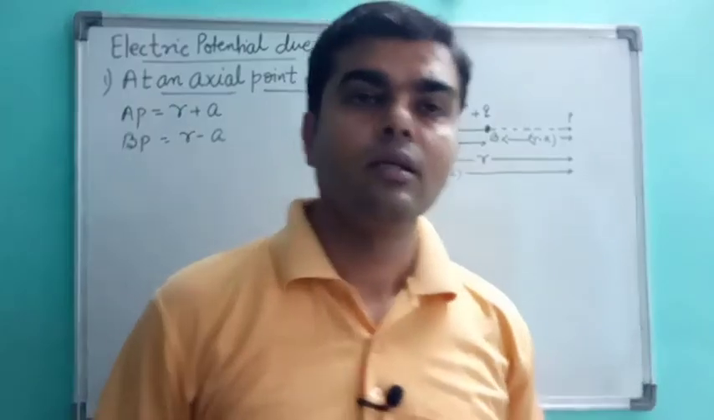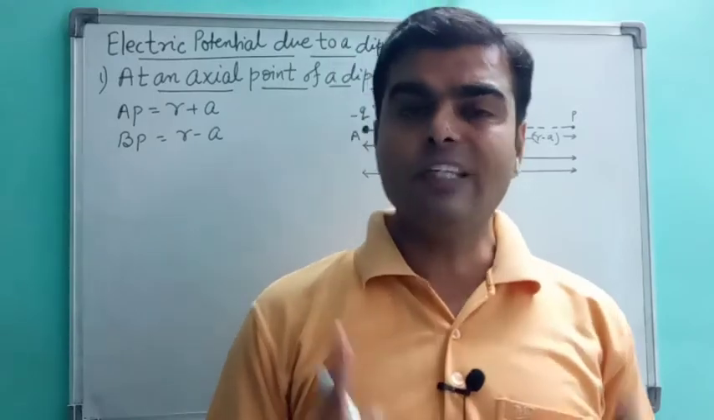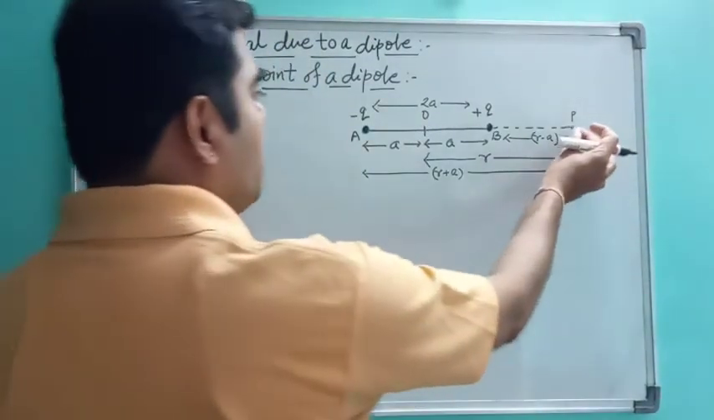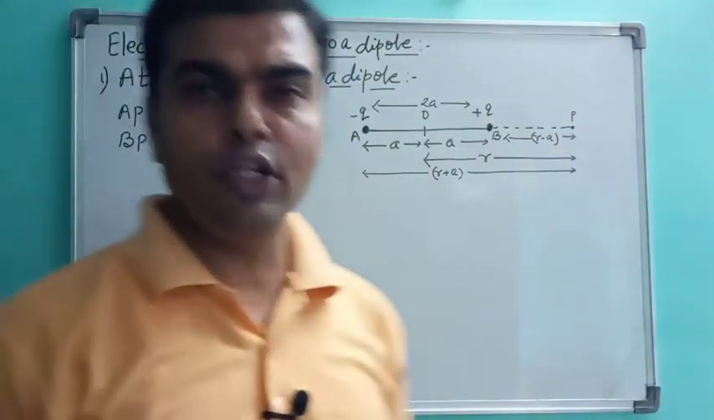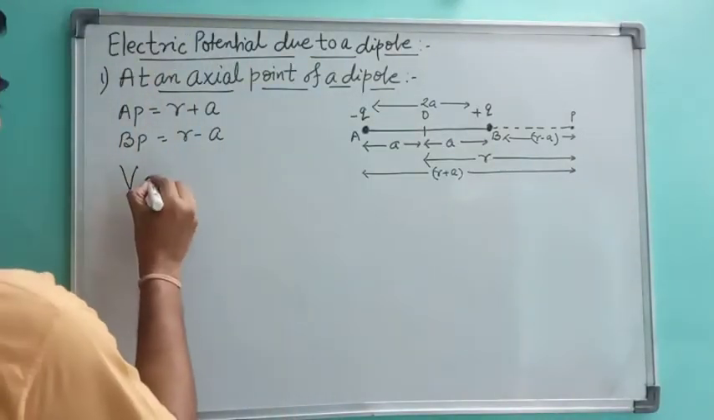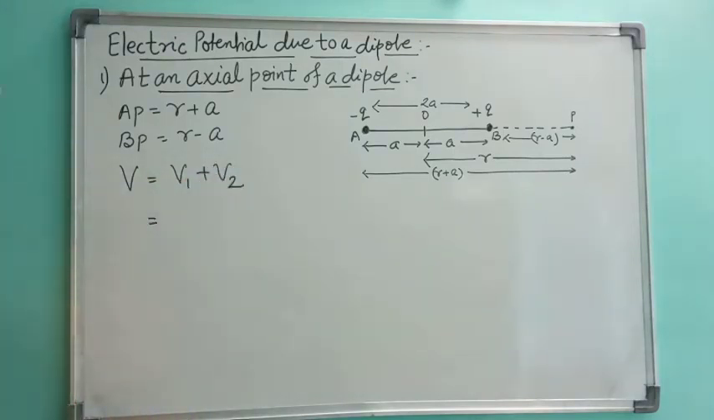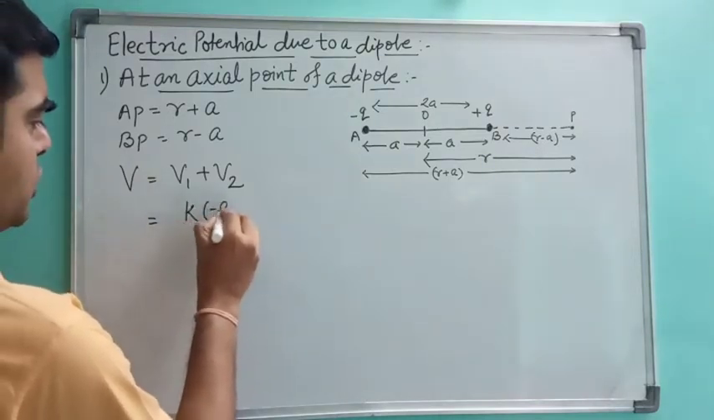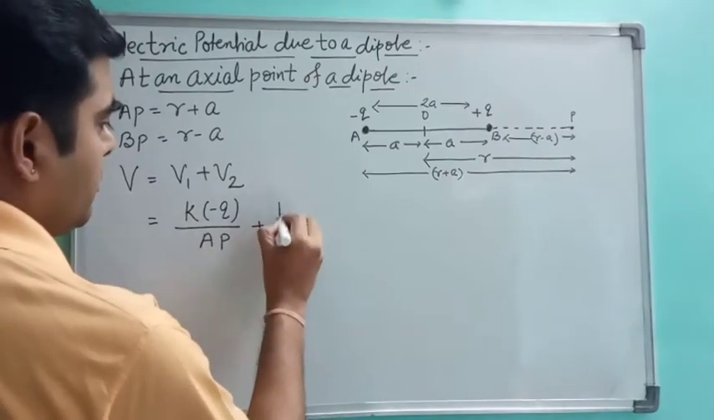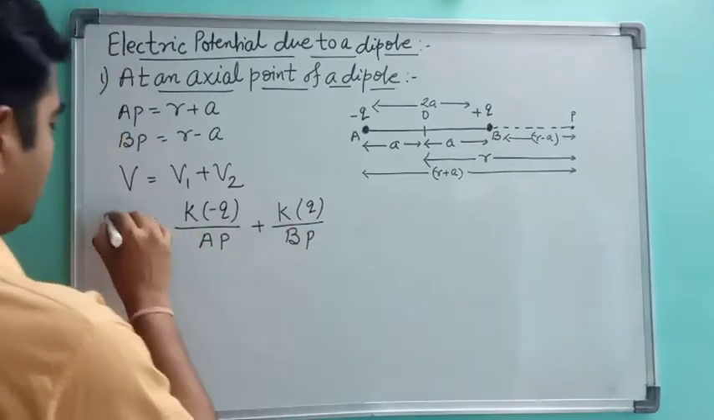Again, to repeat: electrical potential is a scalar quantity, so it has only magnitude, no direction. So for point P we only find the magnitude. The electrical potential V is equal to V1 plus V2. Now V is equal to K times minus Q upon AP plus KQ upon BP. Write down.